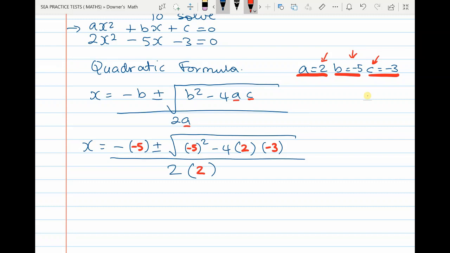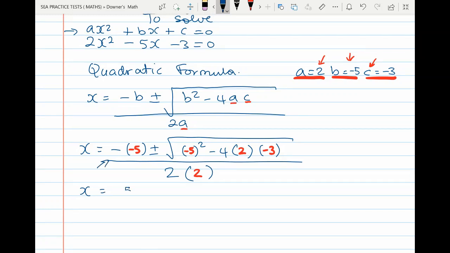So that's very important. You need to be able to make the correct substitutions and be careful as you go along. So x therefore is going to be equal to, here it's minus 5, which means it's going to become plus 5. Then this is going to be plus or minus the square root of minus 5 squared, which is going to be 25.